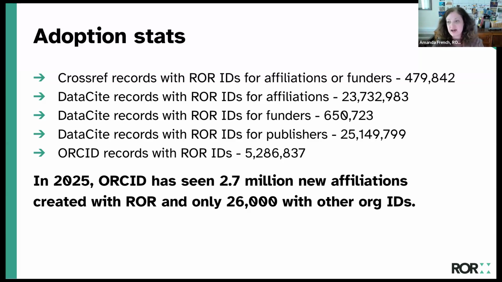And I was speaking with Tom Demeranville, who's a product manager at ORCID the other day, and he gave us this nice statistic, which is that ROR is now the default organization identifier in ORCID. So ORCID has seen 2.7 million new affiliations being added to records, and only 26,000 with other org IDs. I haven't done the percentage of that, but I think it's probably in the high 90s for sure, if not more, of new affiliations in ORCID that are using ROR IDs. So that's always good to see.